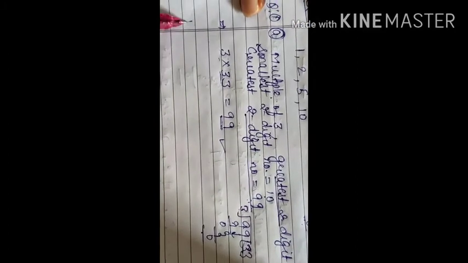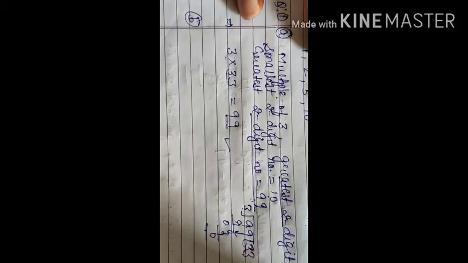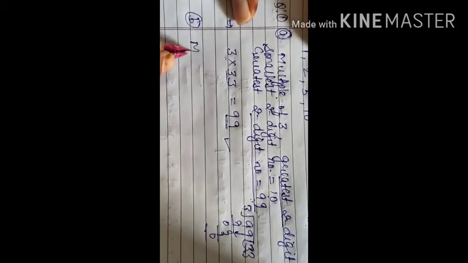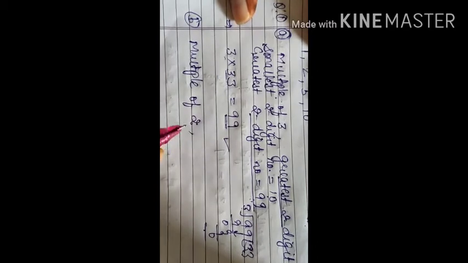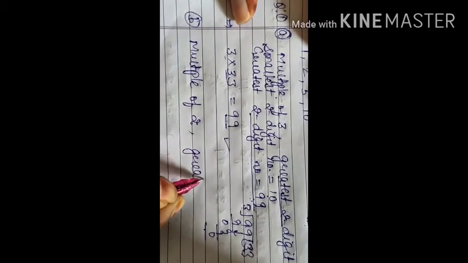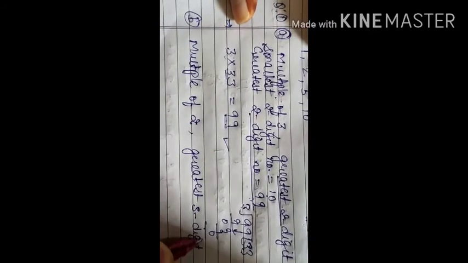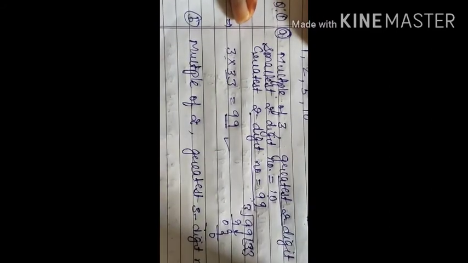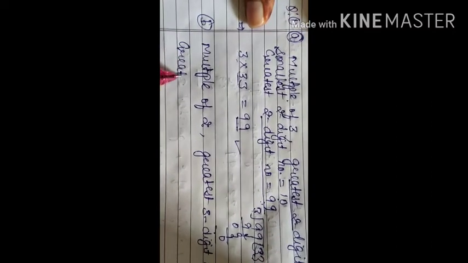Similarly, in the B part also, the same type of question is there. Write the greatest three-digit multiple of 2. So here what we have to do: first, we have to find a multiple of 2, but that should be the greatest three-digit number. Similarly, what we will do is write, first of all, the greatest three-digit number.